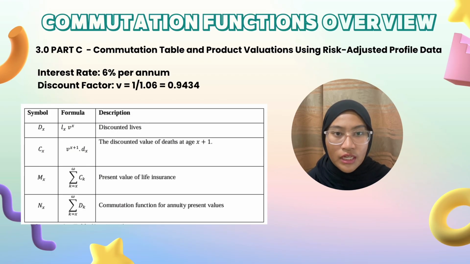Before we dive into the calculation, let me explain the commutation functions we use. We apply a 6% annual interest rate, which gives us a discount factor of 0.9434. The four key functions are Dx, which represents discounted life, Cx, which is the discounted value of death, Mx, which is the cumulative present value of life insurance benefits, and Nx, which is used for annuity present value calculation. These functions form the foundation for all our actuarial present value calculations.